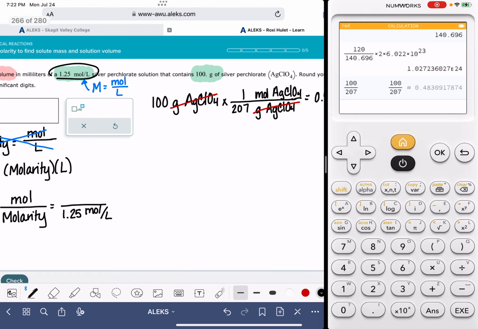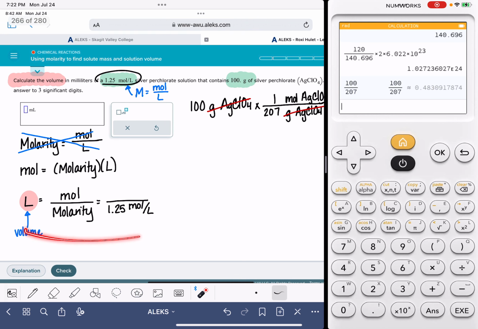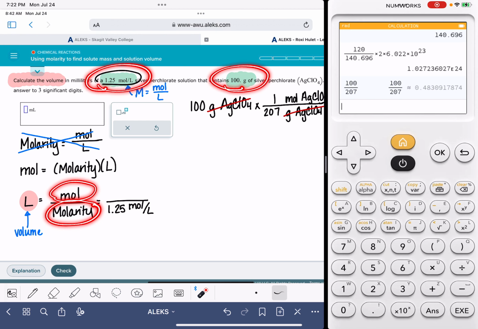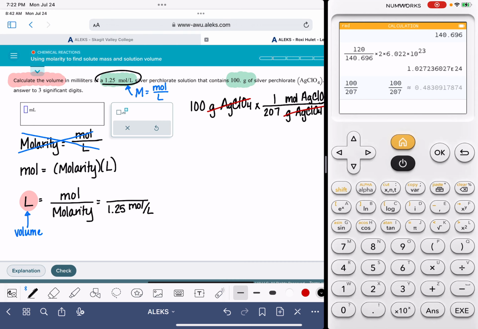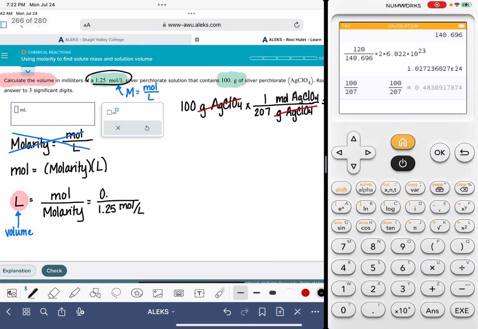Now, why did I have to do that? Again, why was that necessary? Because I am trying to use this equation right here to calculate for the volume. To use this equation, I need to know both the moles and molarity. The problem gave me molarity. The problem gave me mass, and I had to convert the mass into moles. 0.483.